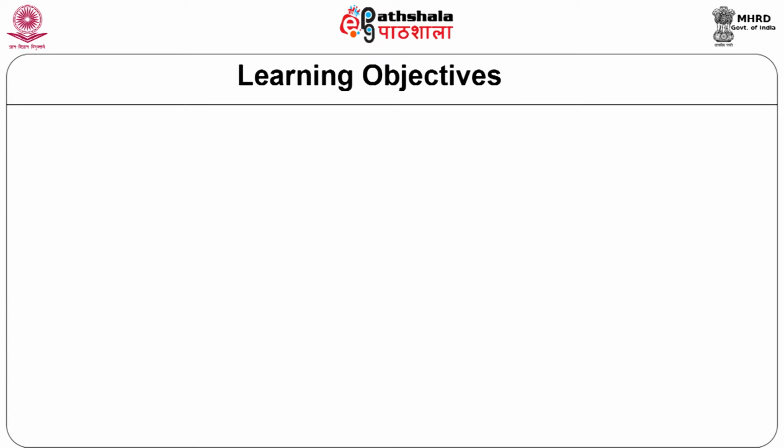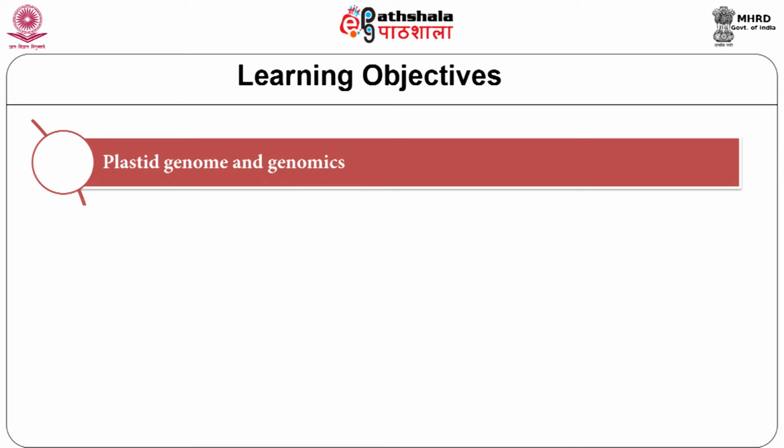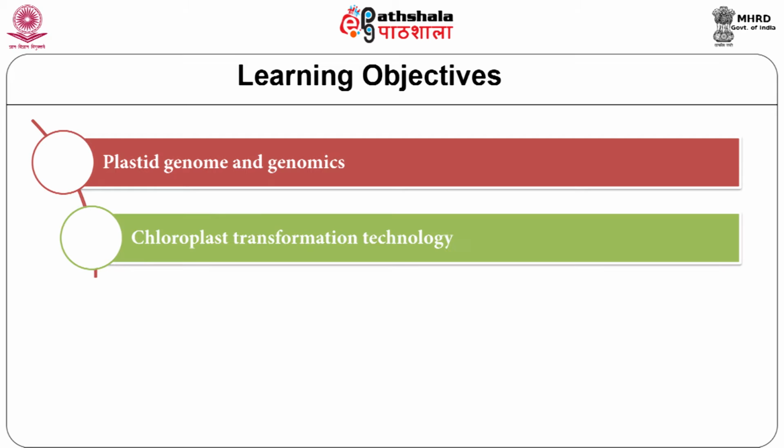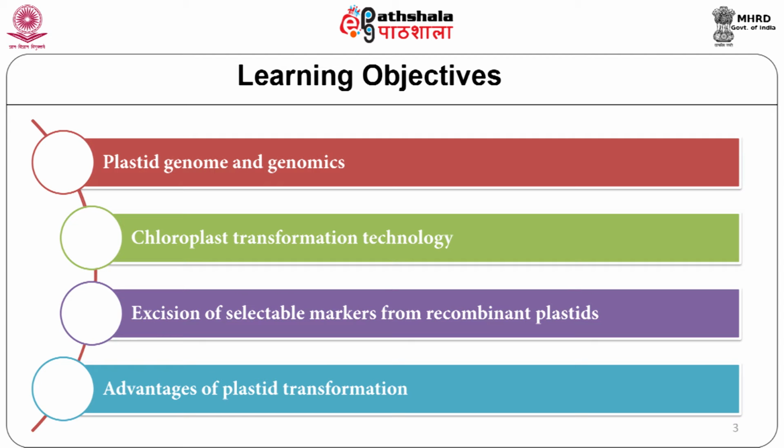The learning objectives for this module are: plastid genome and genomics, chloroplast transformation technology, advantages of plastid transformation, and manipulation of agricultural traits through the transplastomic approach.